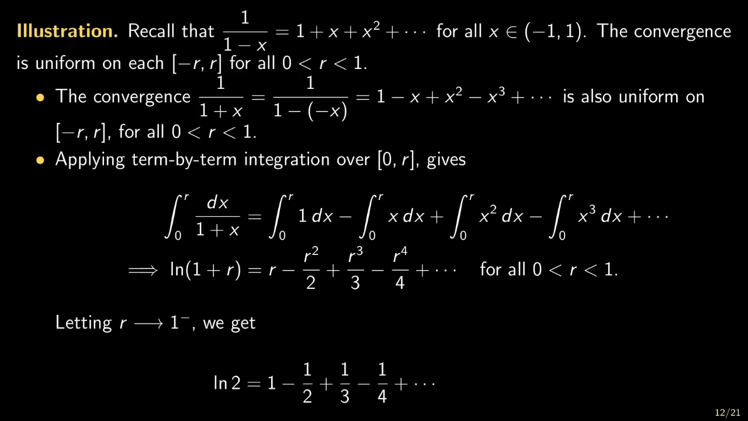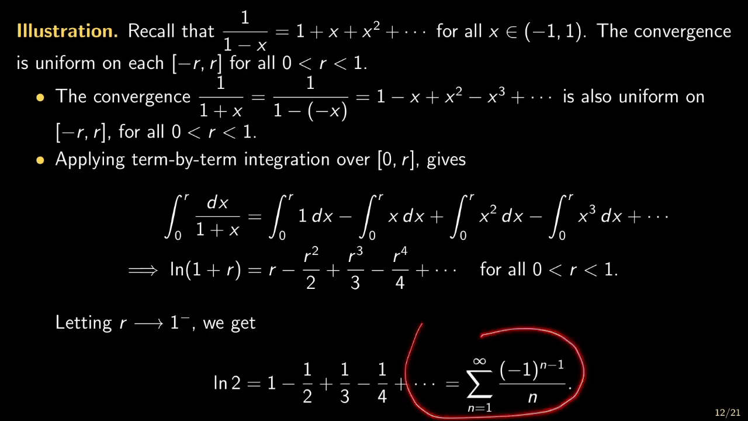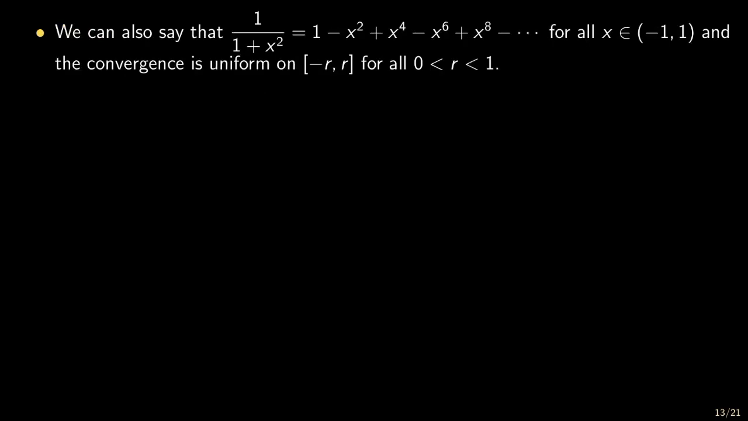Taking the limit of both sides as r approaches 1, we get the following equation. ln of 2 equals 1 minus 1/2 plus 1/3 minus 1/4 plus and so on, which is precisely our alternating harmonic series. So right now, we have given a proof that the alternating harmonic series actually converges to ln of 2. And actually, if you calculate ln of 2 using our calculator, you can see that ln of 2 is around 0.6931. If my calculator is correct, this is around 0.6931.